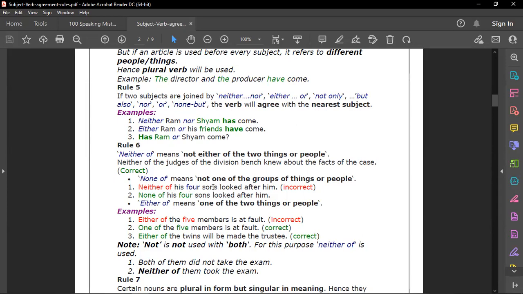No, his 4 sons, two groups of people, so neither of his, yes, none of his 2 sons would have worked, maybe. Yes, yes, then it would work, yes.